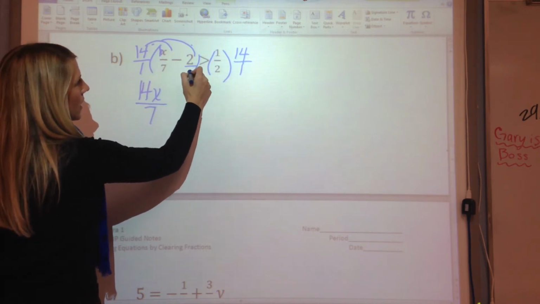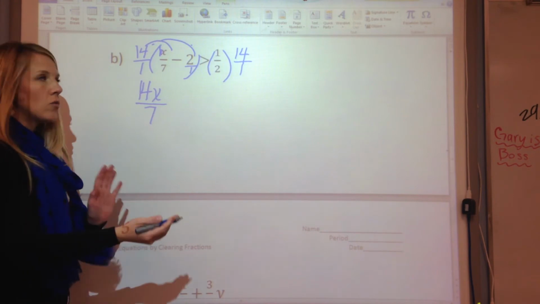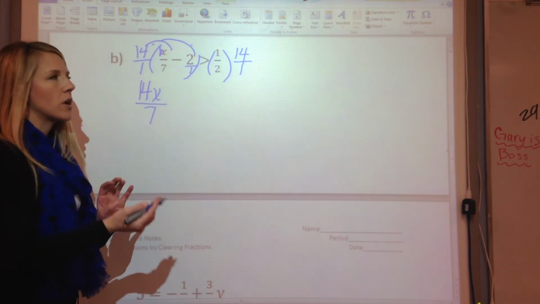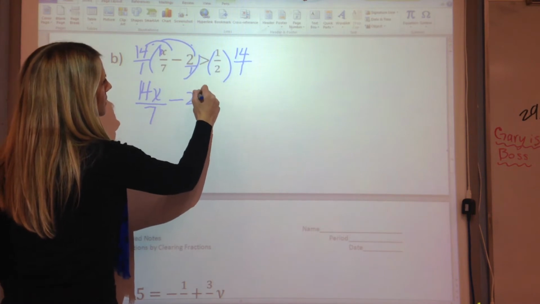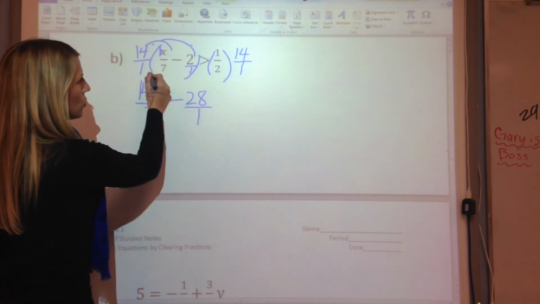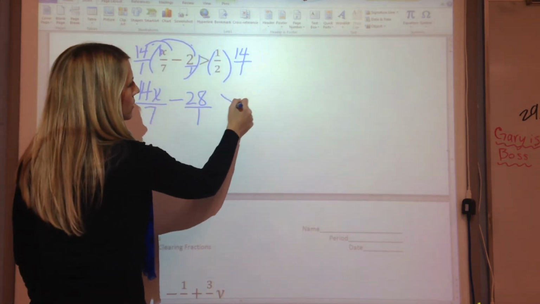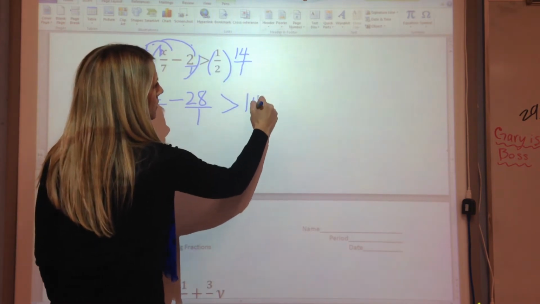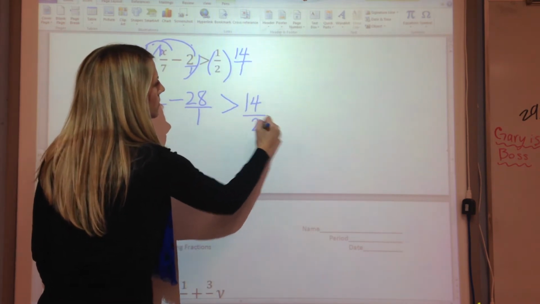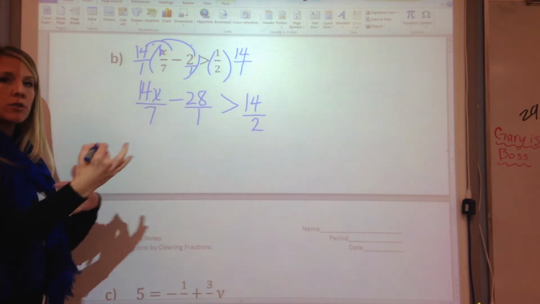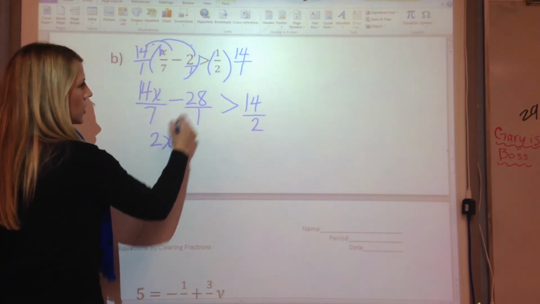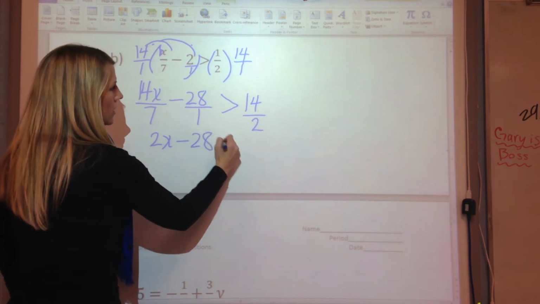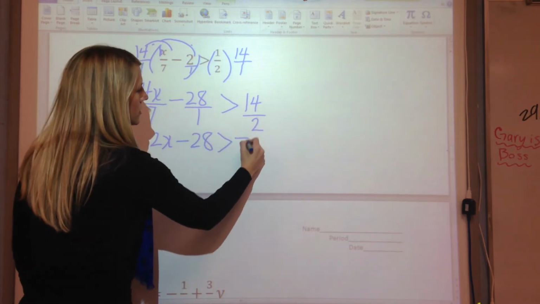Minus, remember this guy, if I want to write negative 2 as a fraction, just write it over 1. So 14 times negative 2 is negative 28 over 1 times 1, is greater than 1 times 14 over 2 times 1. So now, can I reduce any of these fractions? Can I simplify? Well, we know 14 divided by 7 is 2x. 28 over 1 is just 28. Is greater than 14 divided by 2, which is 7.